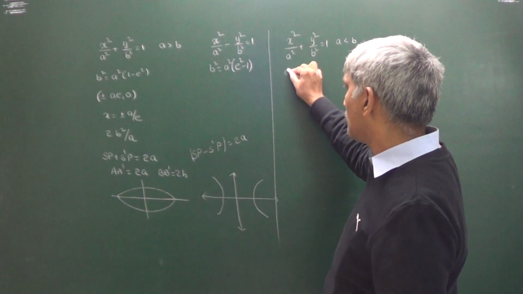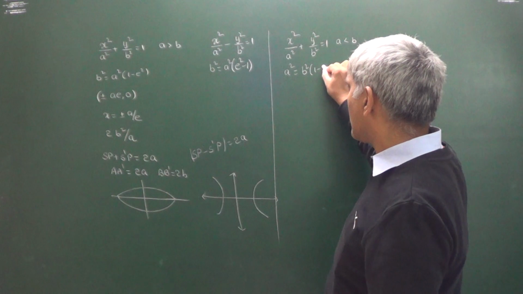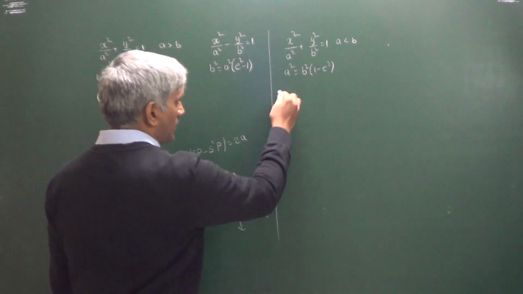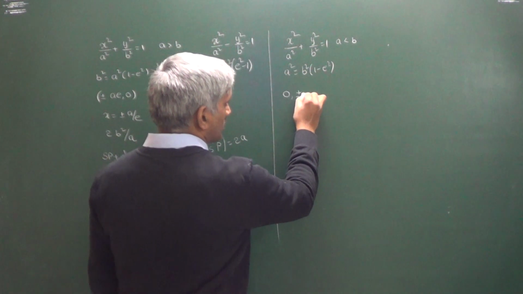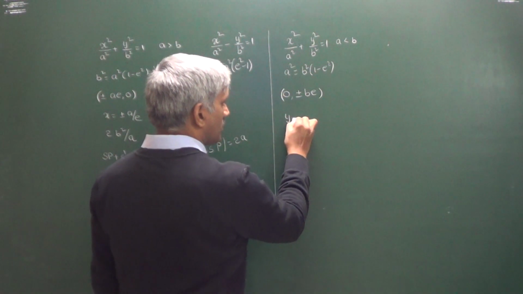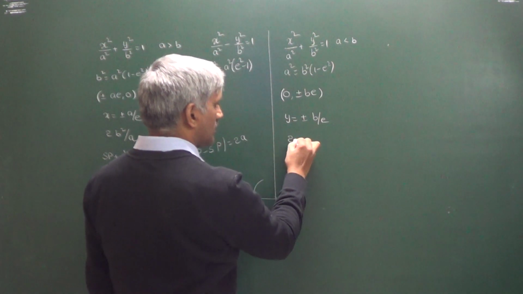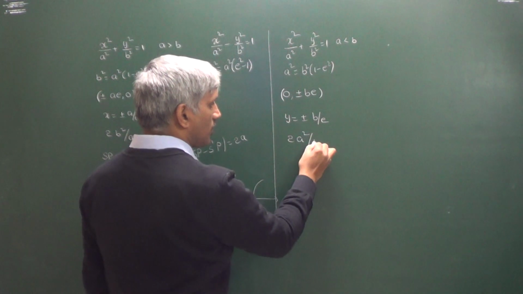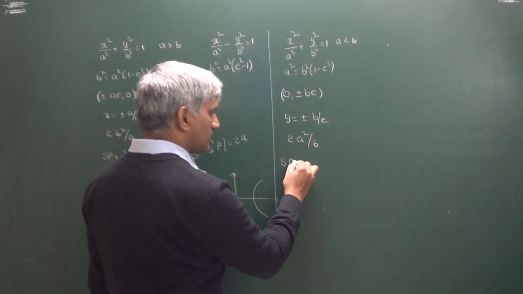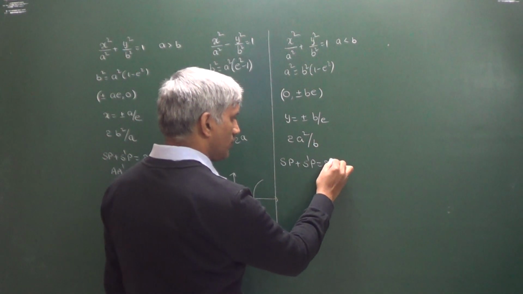Here the condition is a square is equal to b square into 1 minus e square, and the coordinates of the focus are 0 comma plus or minus be. The equations of directrices are y is equal to plus or minus b by e, and the length of the latus rectum is equal to 2a square by b.